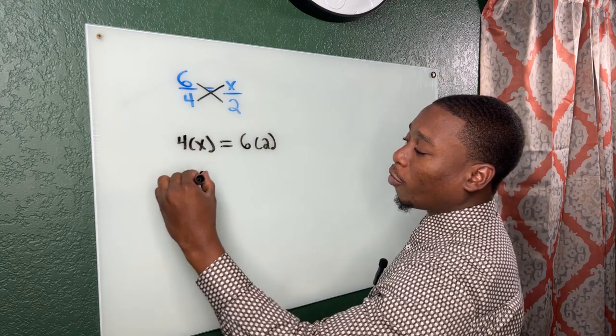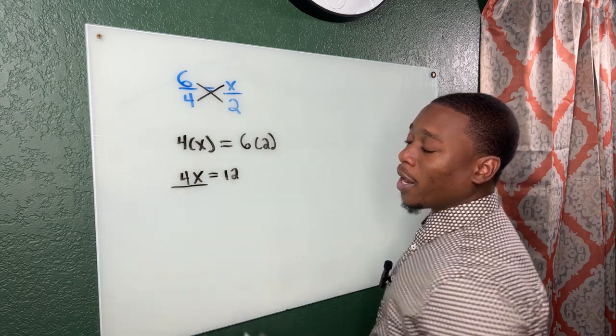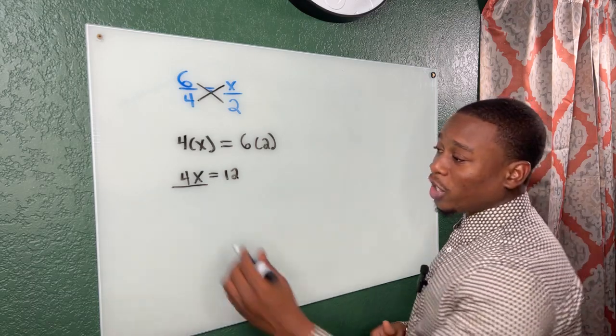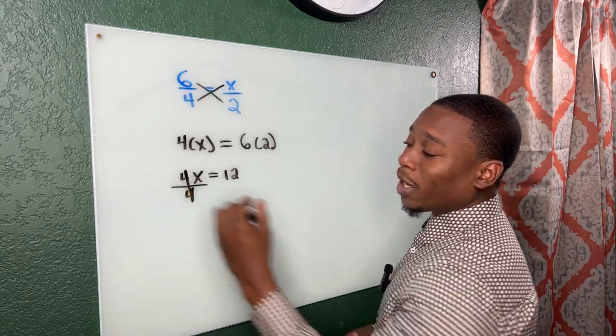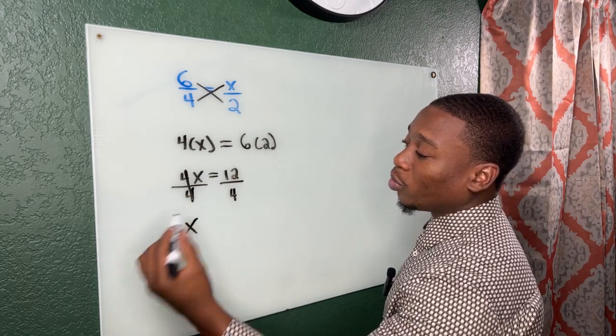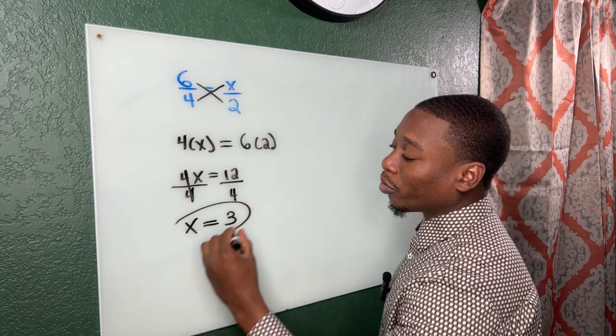Now I have 4x is equal to 12, right? And now we're going to solve. So remember, when we talk about balancing the equation, if I divide one side by 4, now I've got to go on the opposite side of the equal sign and do that same step. Divide by 4, and we're going to get x is equal to 3.